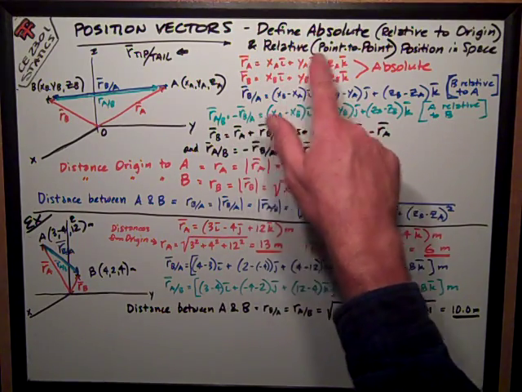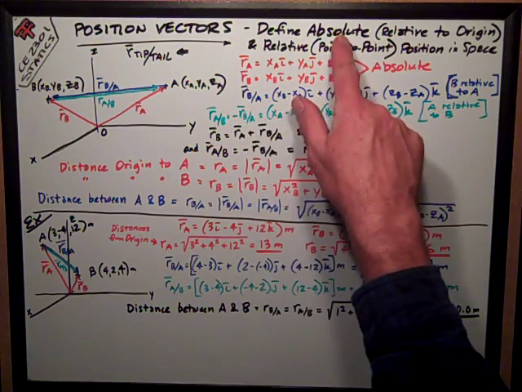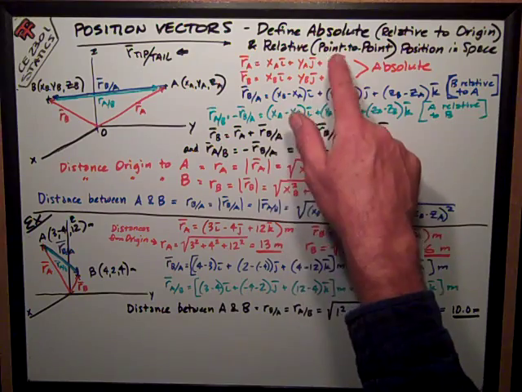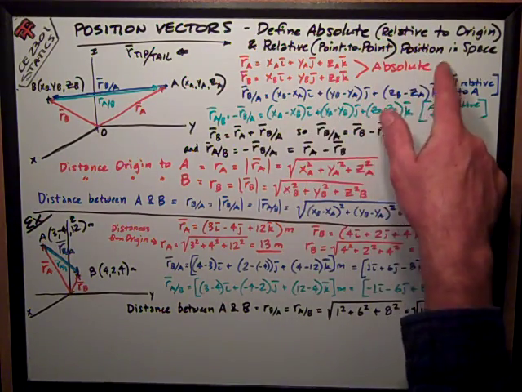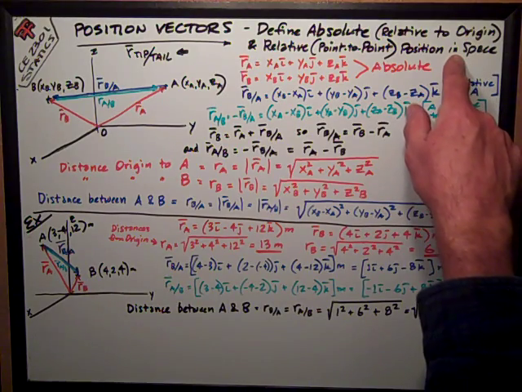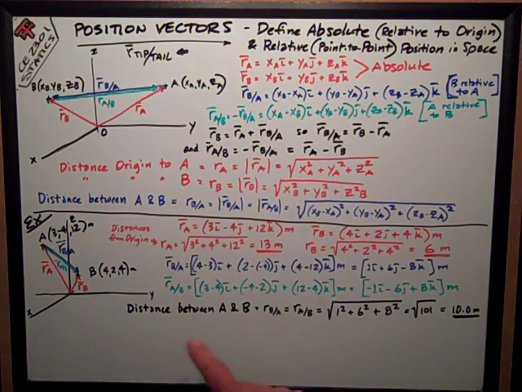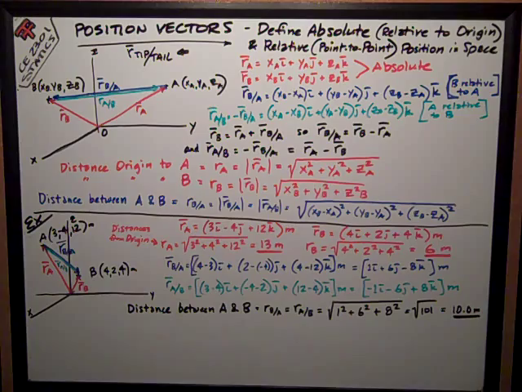Position vectors define positions in space, both absolute relative to an origin and relative, one point to another. So the magnitude is their distance, and the components tell you what direction they are in.